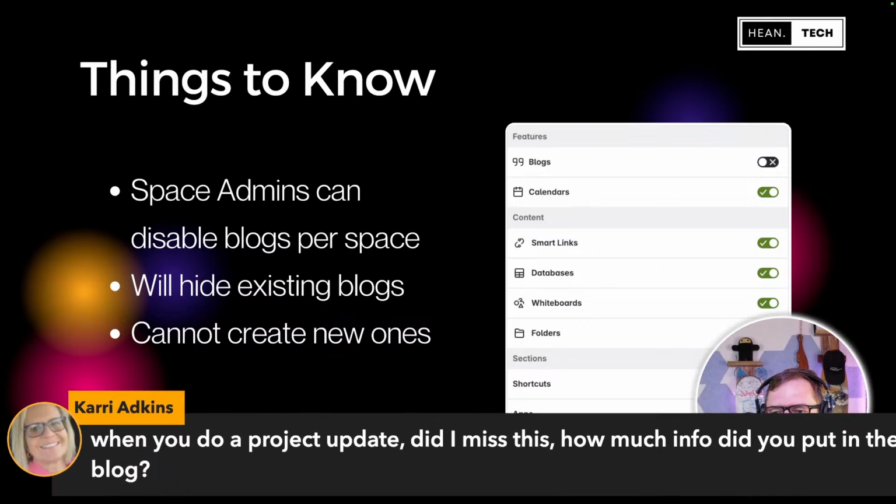When you do a project update, how much information do I put into a blog? This might be personal preference, Kari. I'll do things like a too long didn't read at the top, like 4 bullet points explaining it. And then I'll just put a quick summary of what happened during the week. And then I'll link to Jira tickets or Confluence pages to pull things in.